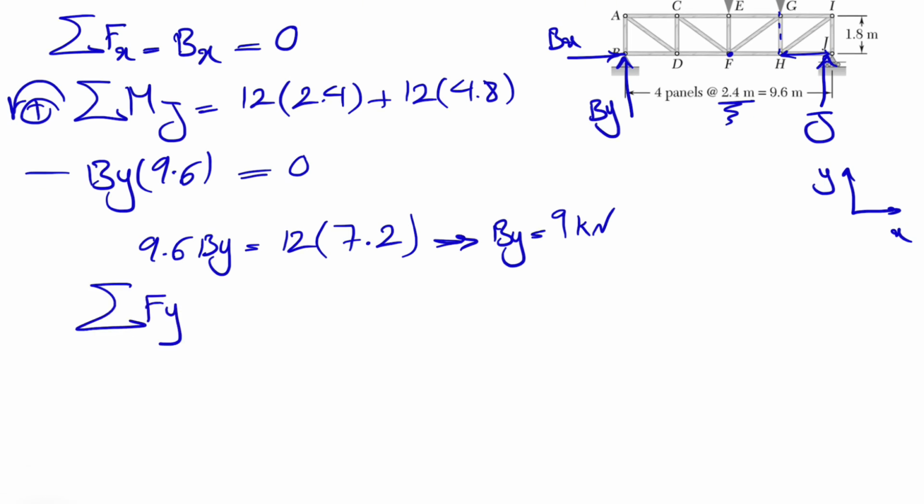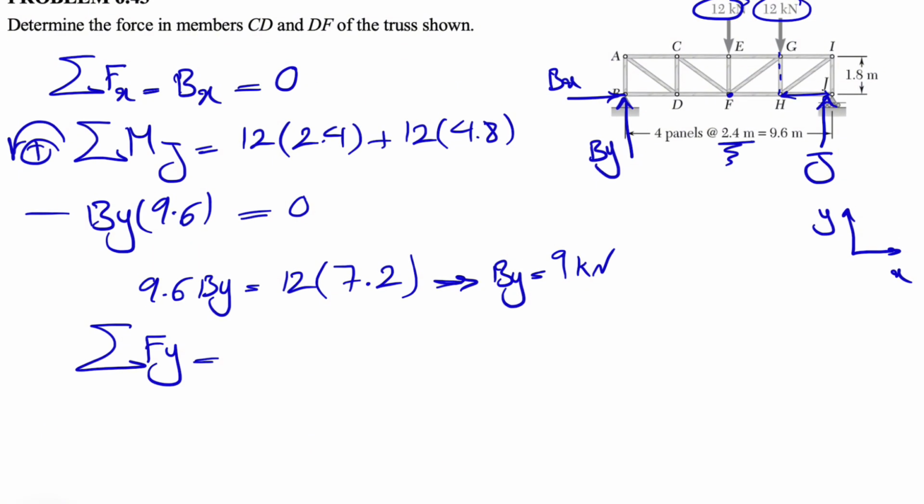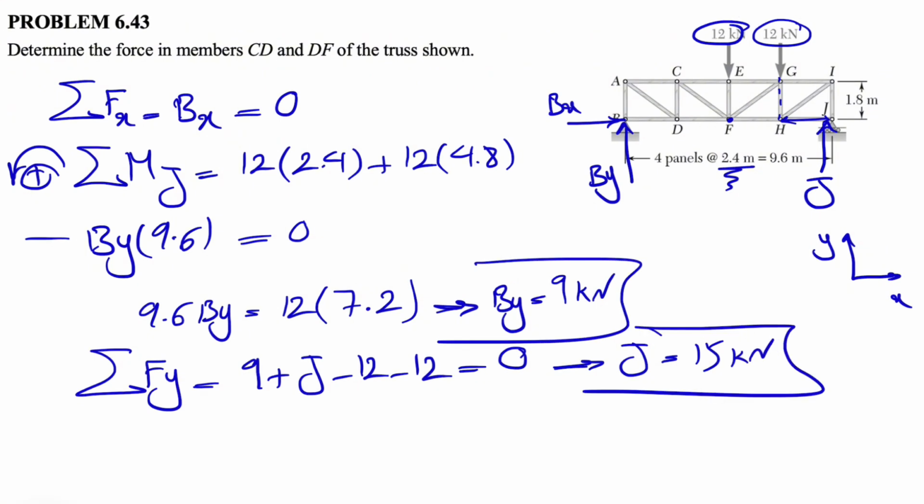Now we can do the sum of all forces in the Y direction in order to find J. So we have By, which is 9, plus J minus 12, minus 12 is equal to 0. So here J would be 24 minus 9, which will be 15 kilonewton. All right, now we have all the unknowns that we had in the first place. Now it's time to do our section. The way we're going to section the truss is to section those members that we are trying to find. So we have CD and DF.